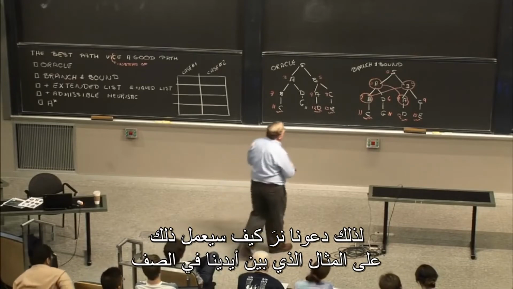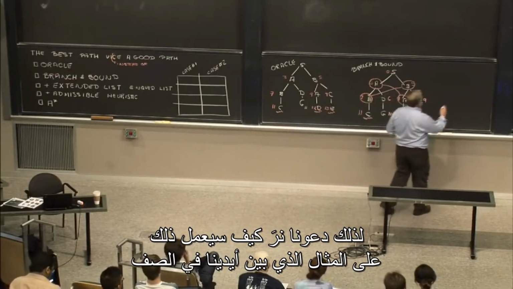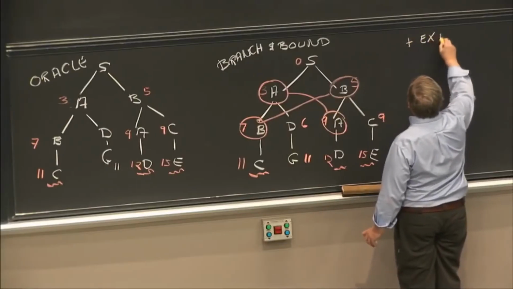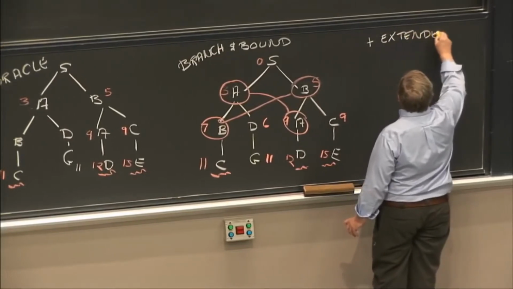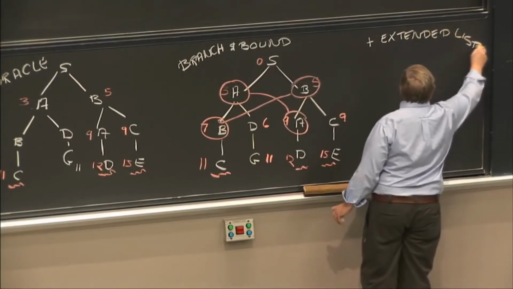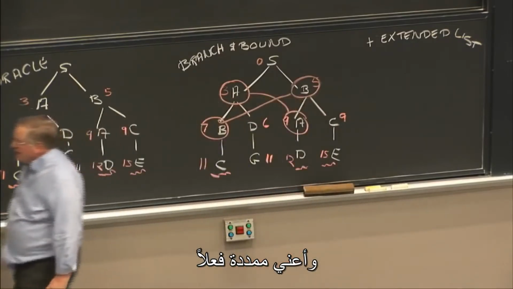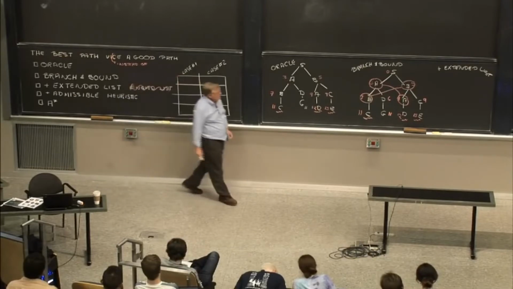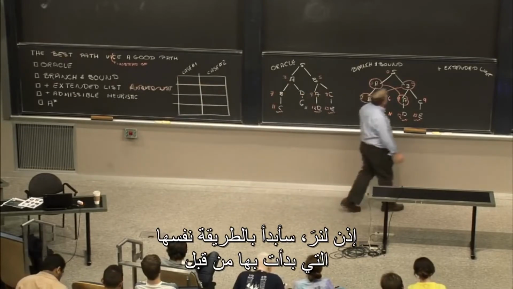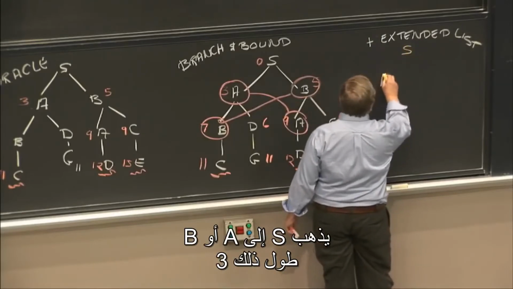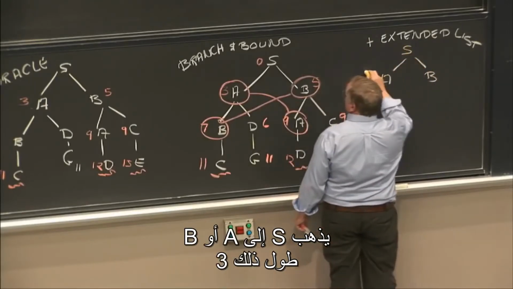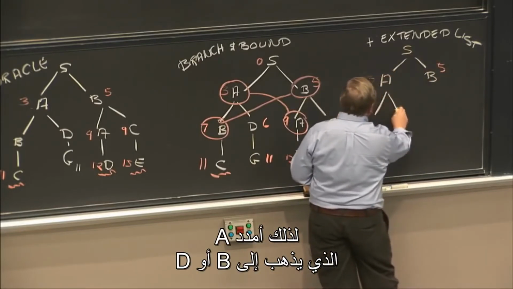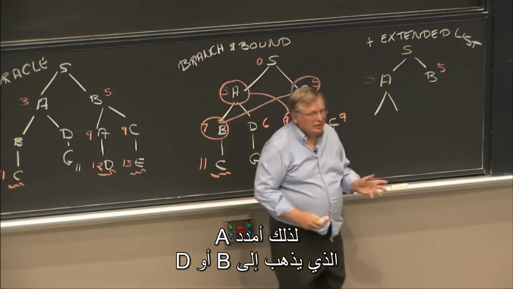So let's see how that would actually work on the classroom example, and then we'll do Cambridge. So this is branch and bound plus an extended list. And I do mean extended, not an enqueued list. An enqueued list won't work here. So let's see. I start off the same way as I did before. S goes to either A or B. That's a length of 3. That's a length of 5. So I extend A. That goes to either B or D.